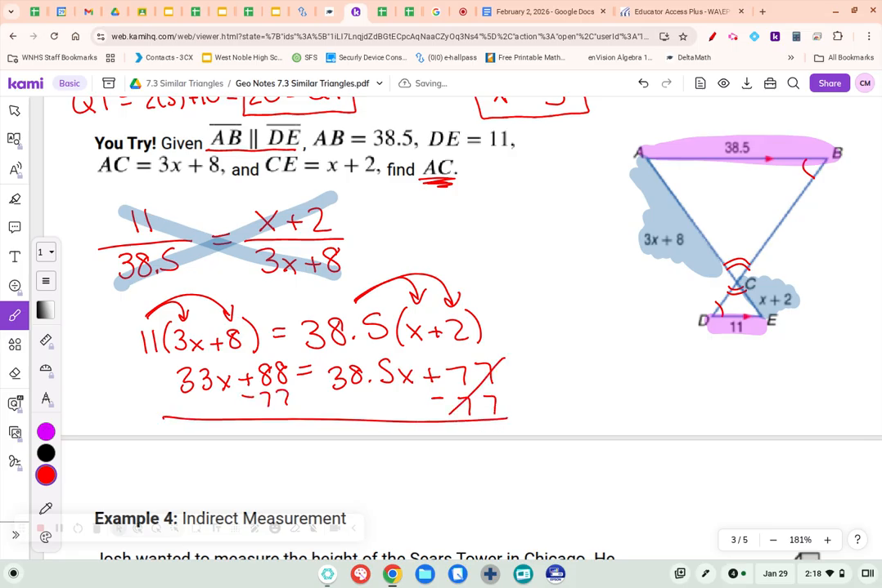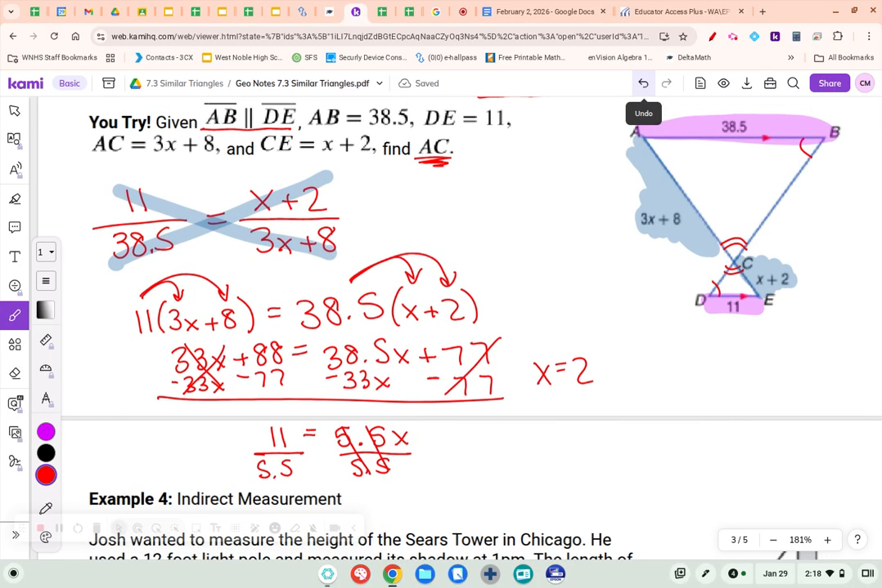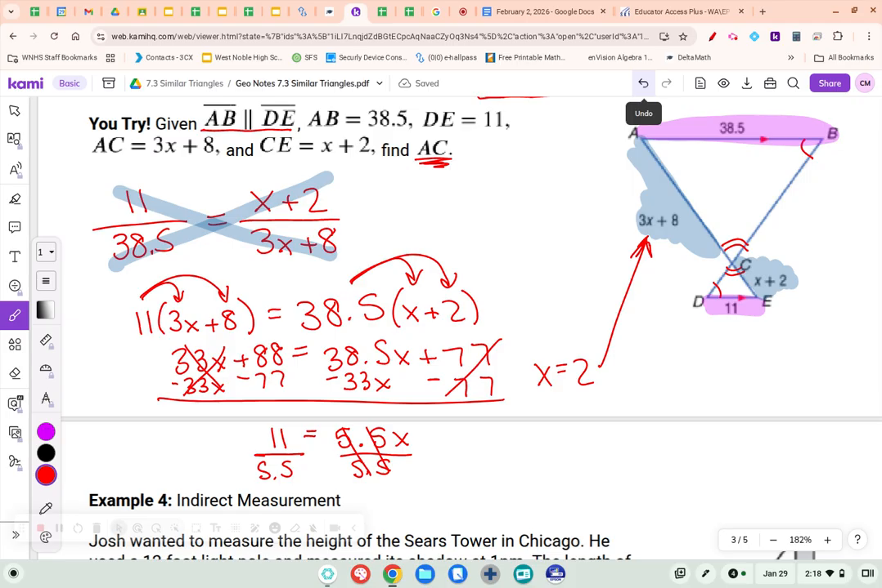I subtract 77 on both sides. I subtract 33x on both sides. Oops. I get 11 is equal to 5.5x. So when I divide by 5.5 on both sides, I get that x is 2. Once again, though, not my final answer. It wants me to find AC, so I have to plug it back into this one. Remember, they are not congruent anymore, so you can't take a pick. You have to plug it in exactly to what it wants you to solve for. So AC is 14.